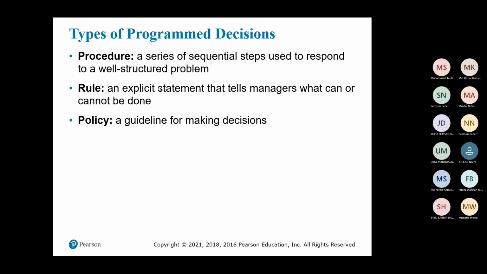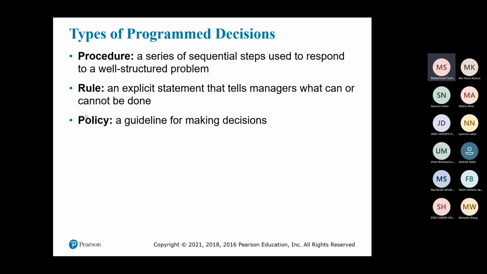So what are the types of program decision? There are several types. For example, we have procedure, or SOP, standard operating procedure, which is a series of sequential steps used to respond to a well-structured problem. Then it can be a rule, an explicit statement that tells managers what can and cannot be done, or it can be a policy, a guideline for making decisions.